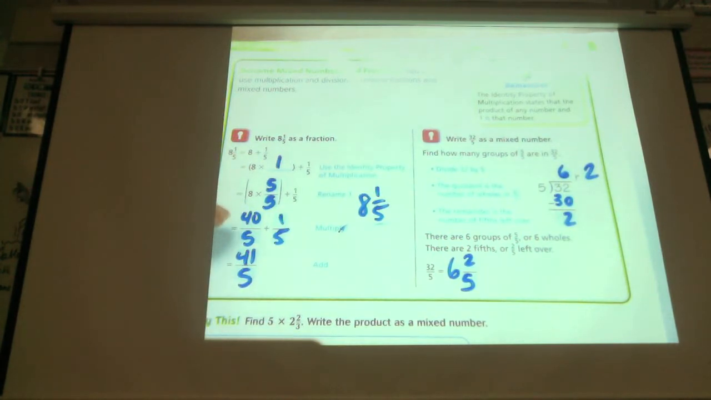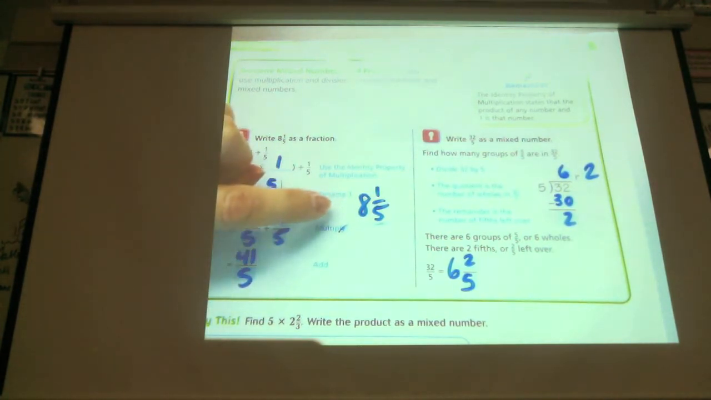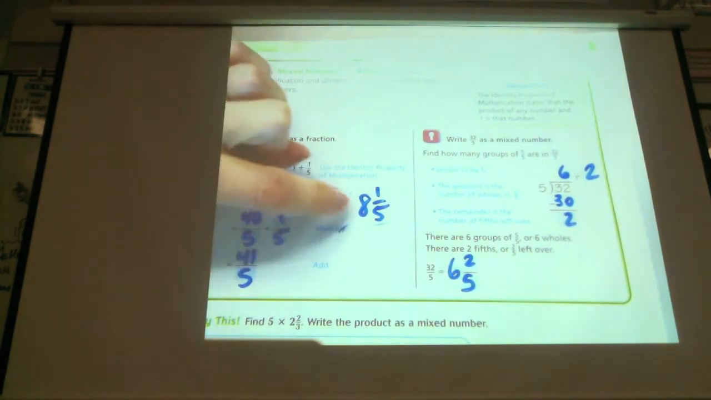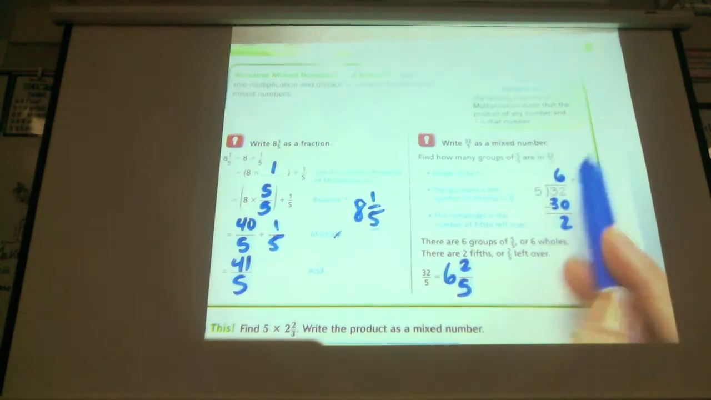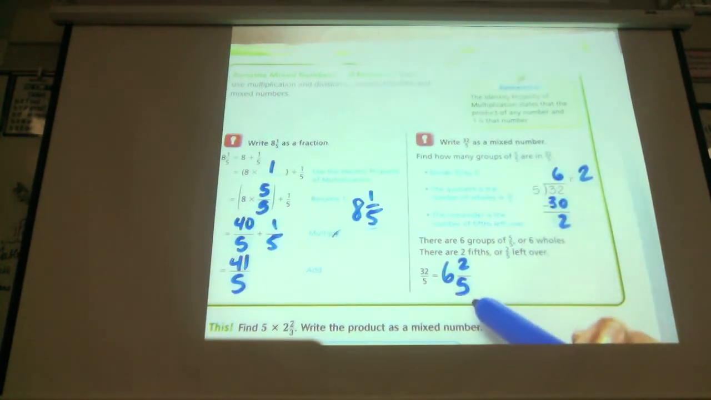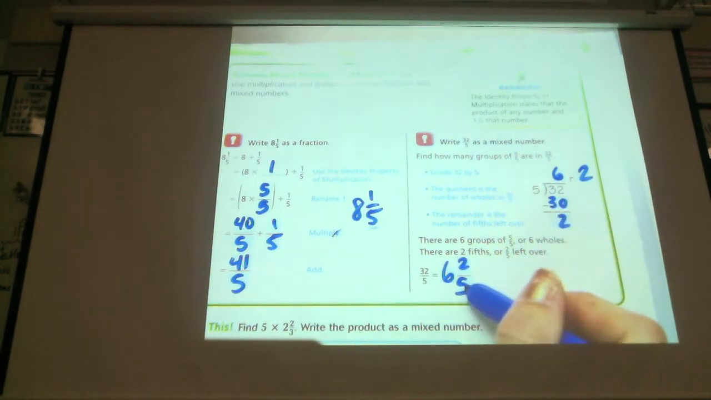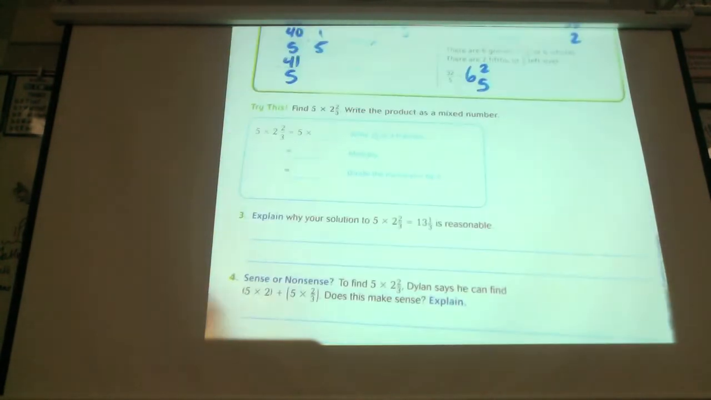So just like we can do multiplication to change from a mixed number to an improper fraction, we can go from an improper fraction to a mixed number by doing division. How many wholes can you get, and how many parts are left over of that fraction? In this case, there were 2 parts left over of the fraction of fifths.